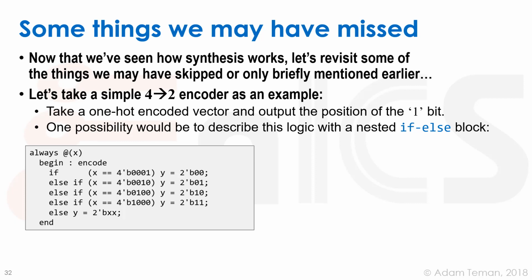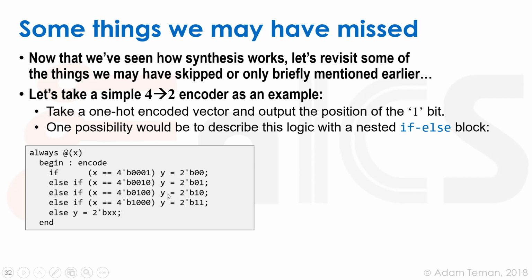Okay, so one way we could possibly write this, and I'm just going to show you how different ways of writing our Verilog could affect things. We can write always @(x) begin, encode, that's just the name of the block. If x equals 0001, then we'll output 0 for the 0 position of the 1. If it equals 0010, we'll output the 1 position, 0100 the 2 position, and 1000 we'll output the 3 position. If not, we'll propagate an x.